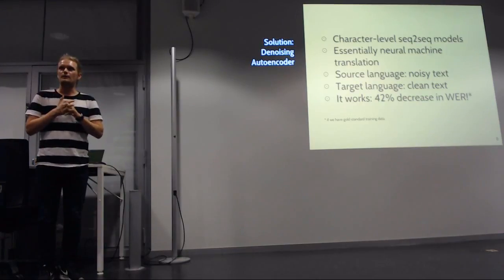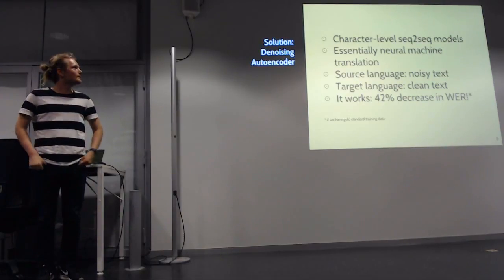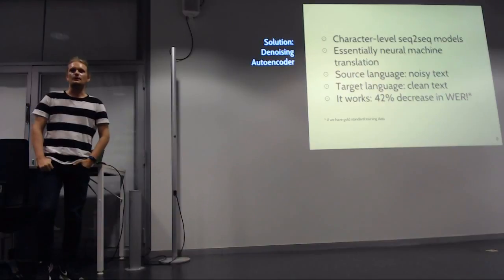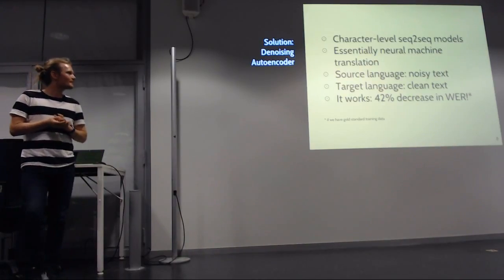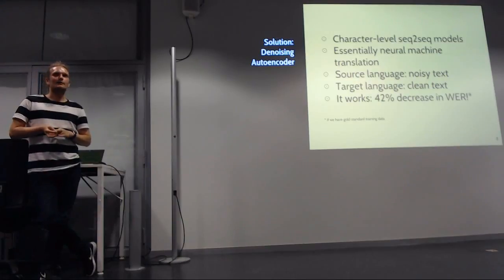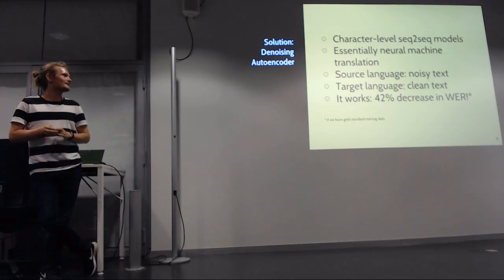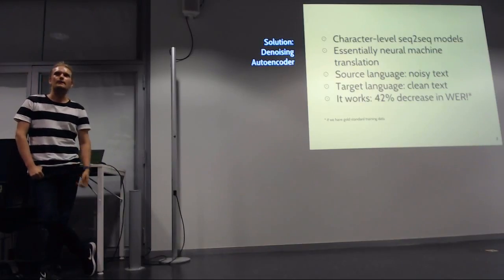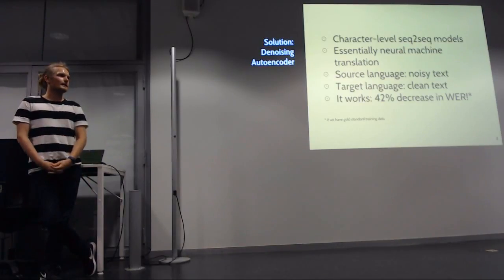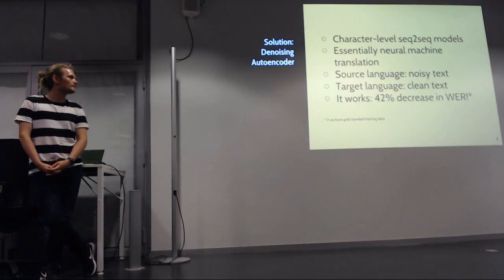Those of you who work with autoencoders can also think of this as a denoising autoencoder model. That's basically what it is. This model works pretty well, at least to some extent. We are able to fix almost half of the errors in the current OCR system that they are using at the National Library of Finland.